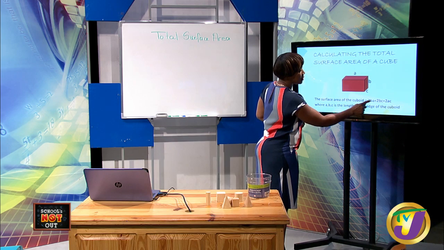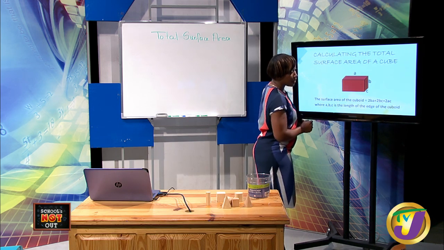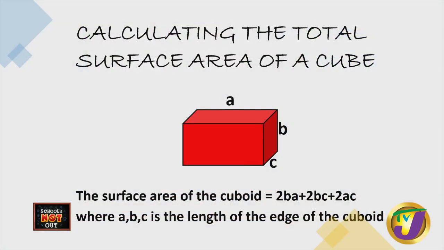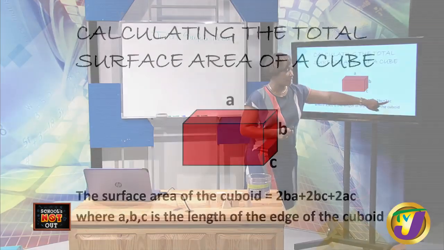rectangles, which is the length and the width is BA. And for this one, the length and the width is BC. So we have 2 of these rectangles, 2 of these, and 2 of these. So in total, we have 6 faces on this cuboid, and we have accounted for all 6 faces.